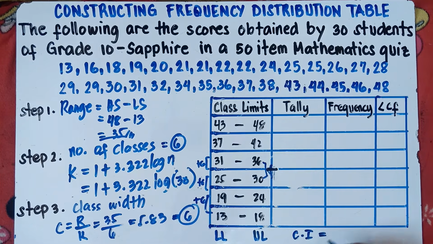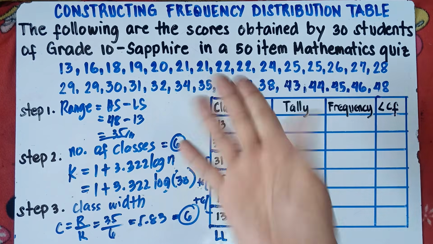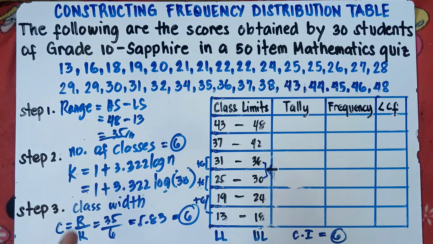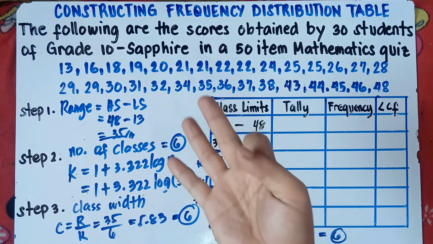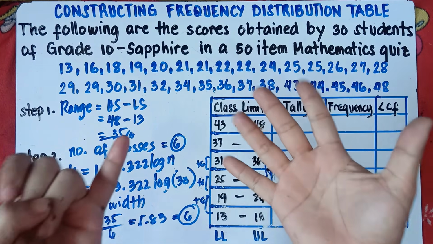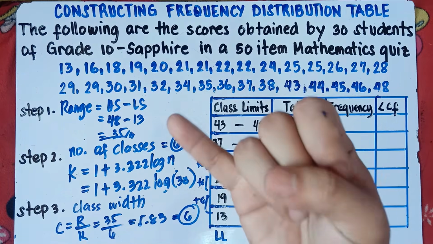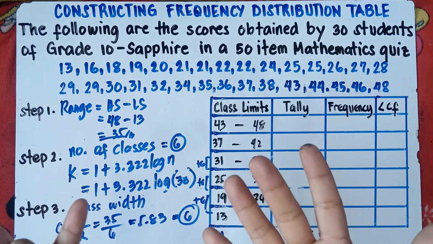What would be the class interval, sir? Now, for the class interval, just count the numbers from 13 to 18: 13, 14, 15, 16, 17, 18. The class interval is also 6. Once again, class, just count the numbers from 19 to 24: 19, 20, 21, 22, 23, 24. The class interval is still 6. Same, class. Even if you count 25 to 30: 25, 26, 27, 28, 29, 30. The class interval is 6.